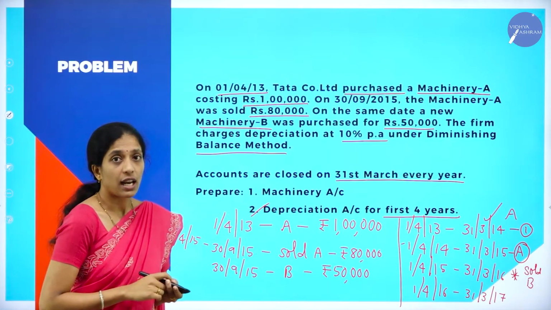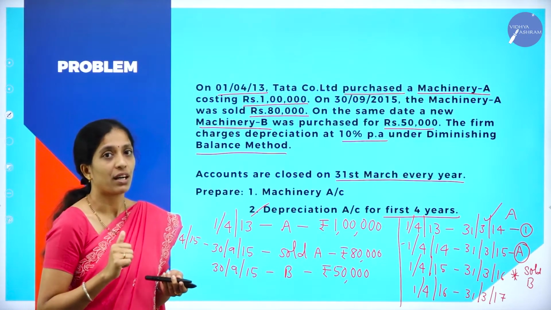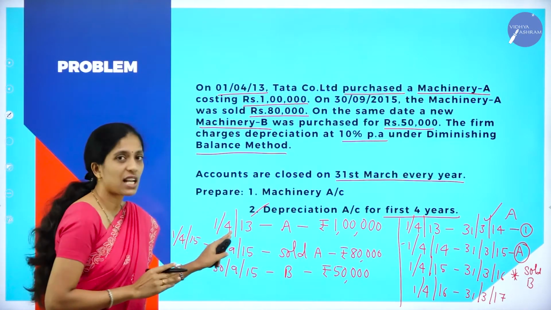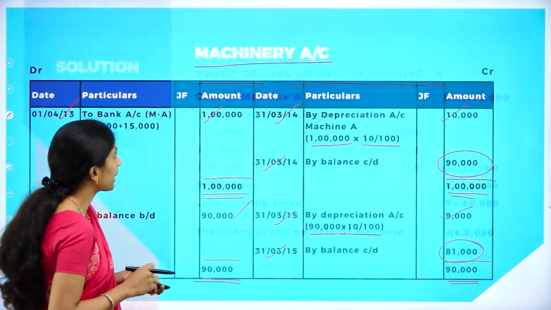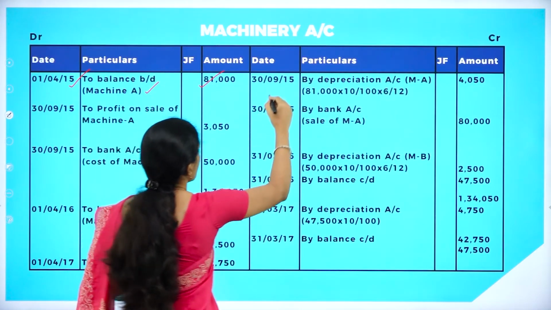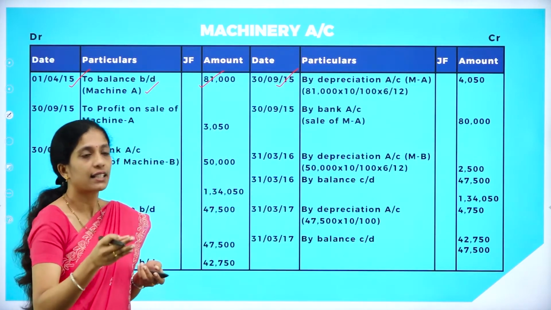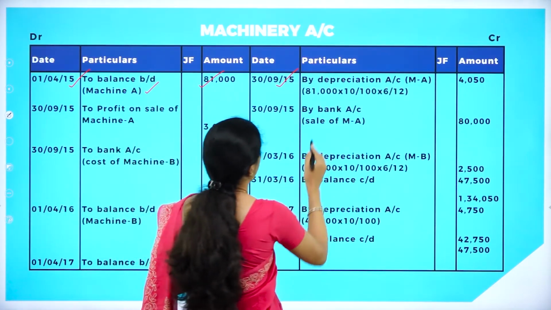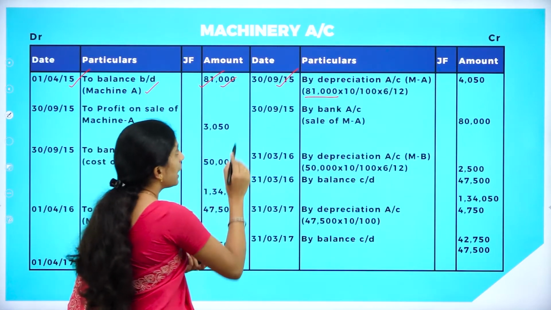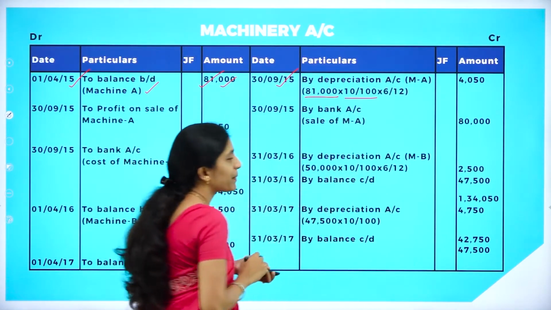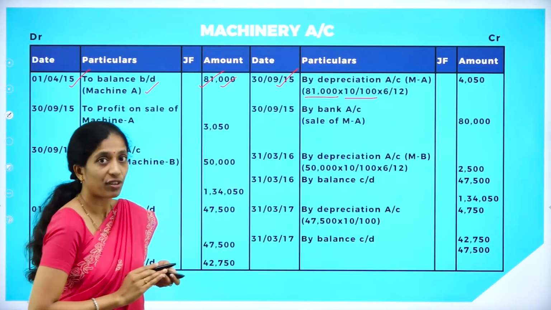So first April, May, June, July, August, September. So for 6 months it was there in the business. So 6 divided by 12. So we have to calculate that. So on 30th/9/2015, on the date of selling the asset, by depreciation account 81,000. The current value was 81,000 into 10% is the value of depreciation, and it was there only for 6 months in that particular financial year.